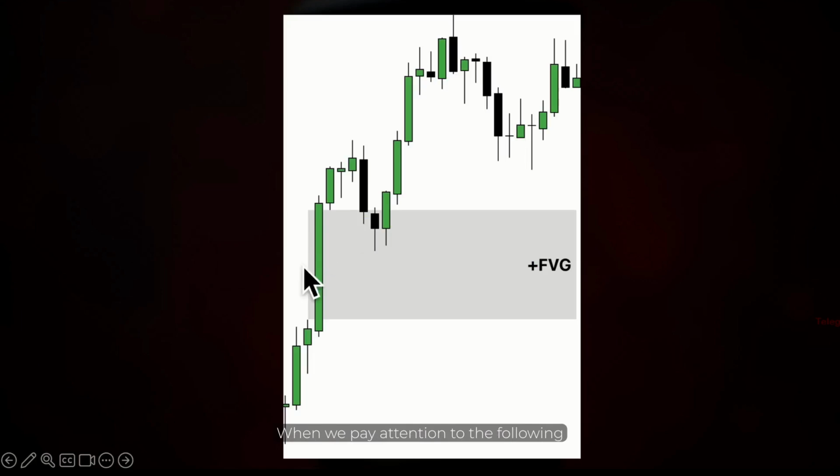When we pay attention to the following chart example, what you can see is that the market expanded towards the upside quickly, and you can see that there is an imbalance which formed right here between these three candles. I can see that this first candle's high and the third candle's low have a difference in between the two. The reason why is because the candle in the middle expanded towards the upside significantly. Therefore, this range has to be monitored moving forward because this is your bullish fair value gap.